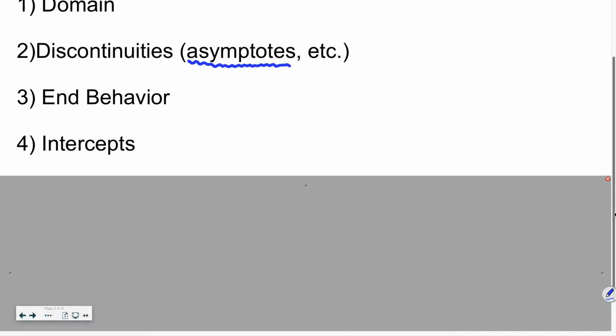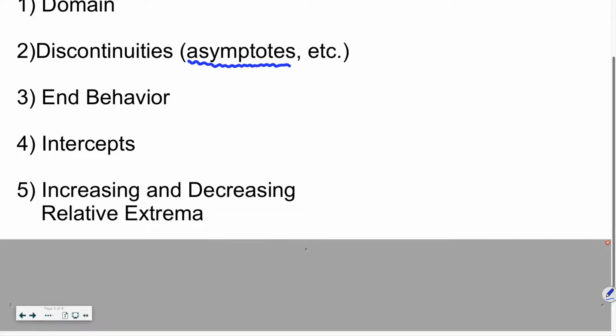Now, let's get into the calculus stuff. Okay. What have I asked you to find? The first thing we talked about was increasing, decreasing, minimums, maximums. So I'm going to ask you to do that. Find our increasing and decreasing intervals. Find your minimums and maximums.